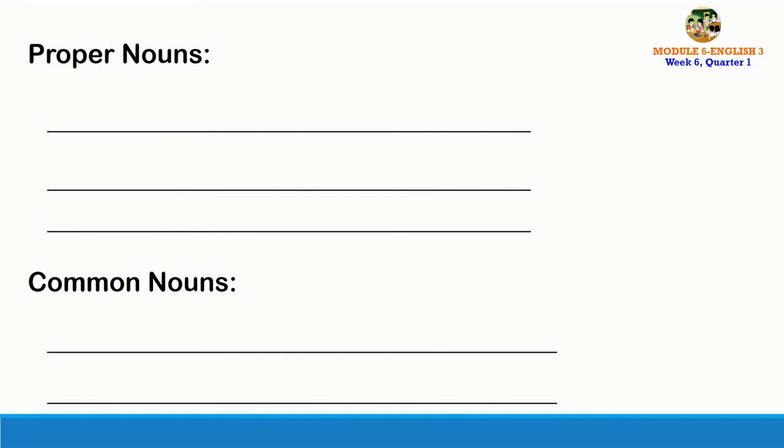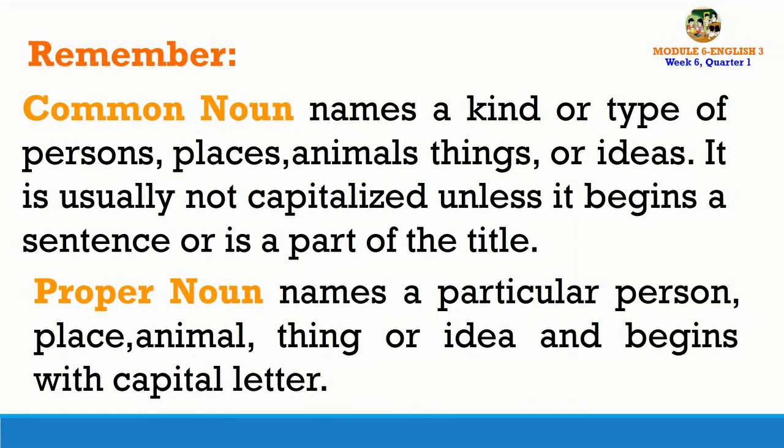As you are about to wrap up our lesson, remember the 2 kinds of nouns that we have discussed today. Common noun names a kind or type of persons, places, animals, things, or ideas. It is usually not capitalized unless it begins a sentence or is a part of the title. Proper noun names a particular person, place, animal, thing, or idea and begins with a capital letter.